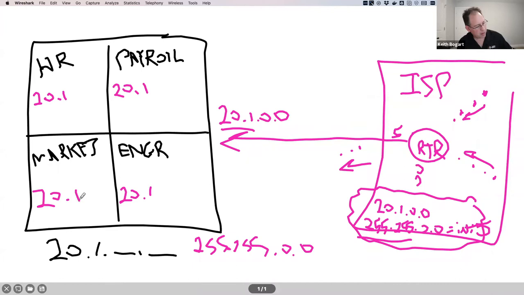But I could subdivide this into smaller networks, because remember what the subnet mask does. The subnet mask tells a host device where the networking bits end and where the host bits begin. So subnetting says, why don't we give all four of these networks, HR, payroll, engineering, and marketing, a different subnet mask? Why don't we say that everybody here is going to have this subnet mask?